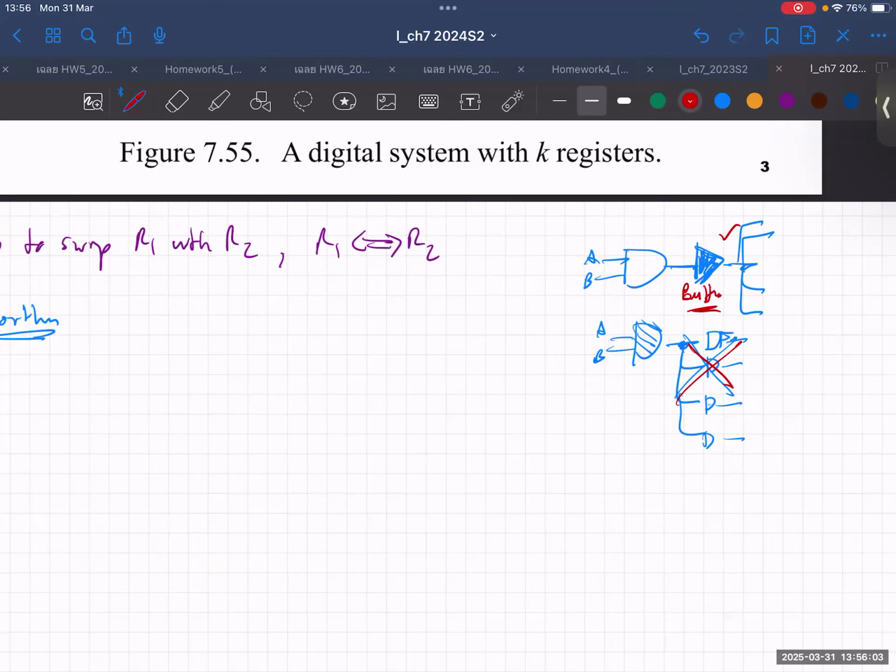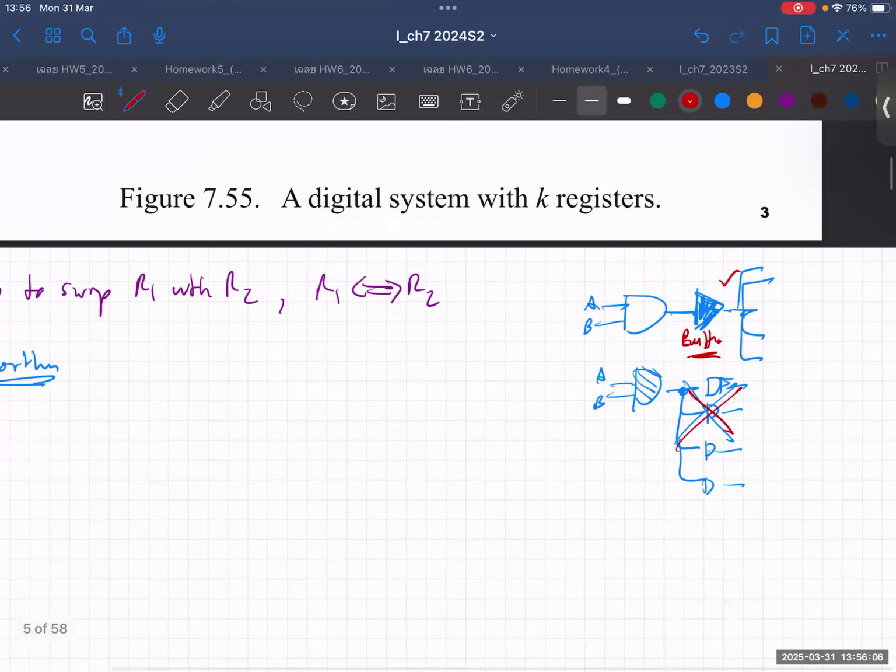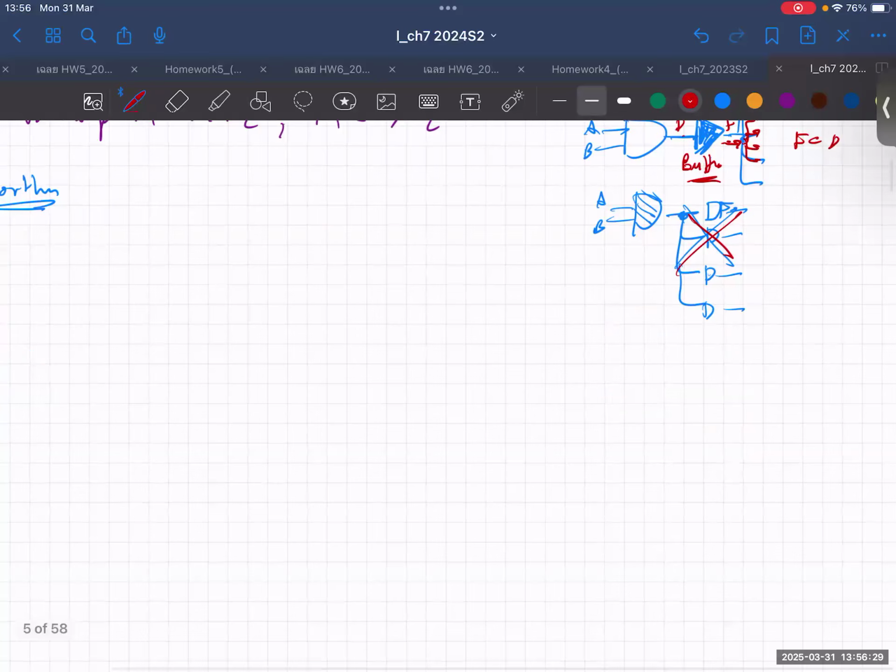So the logic is actually the same. For example, if this is D and this is F, of course F equals D, right? But the difference is that it can drive or give out more current than just one gate. It's a specially designed circuit that can do this. So we call it a buffer. But what is a tri-state buffer?